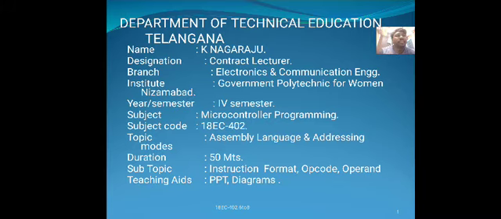The subject is microcontroller programming. Here, the main topic of the subject is assembly language and addressing modes. This is the second chapter. The second chapter of microcontroller programming is assembly language and addressing modes. Today's topic is the instruction format, opcode and operand.